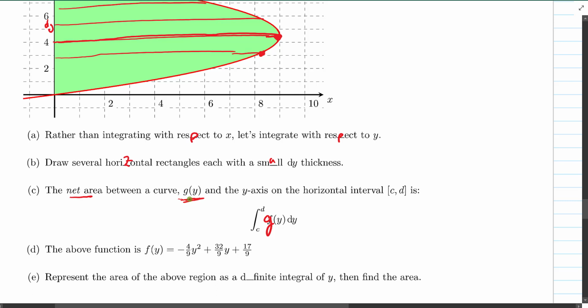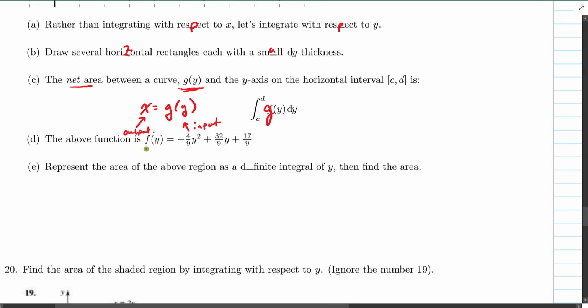Now notice what this function is here. This function isn't a function of x, it's a function of y. We're treating y as the independent variable. So in fact, we would write it as x equals g of y. You input a y value, and it outputs an x value. Okay. So if we're asked to compute that net area, we would give this expression right here. For example, the above function is f of y equals this expression here. Go ahead and represent the area as a definite integral of y, and then find that area.